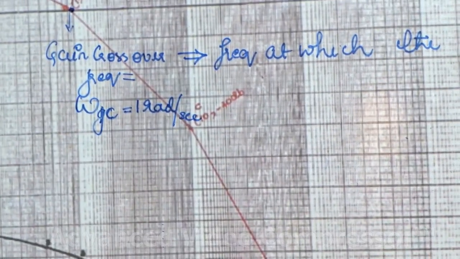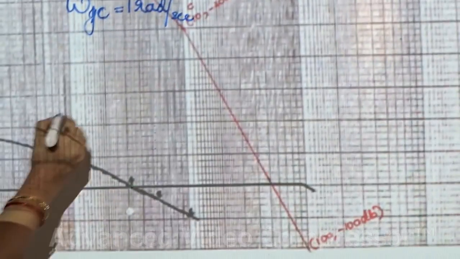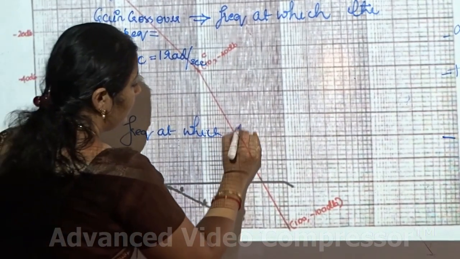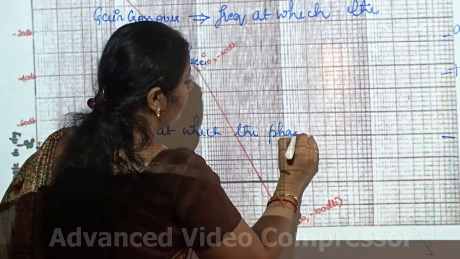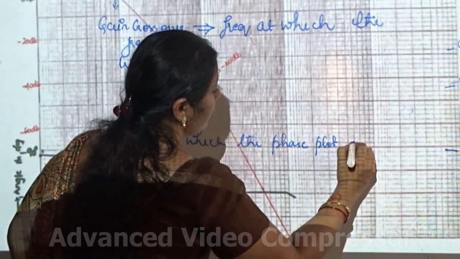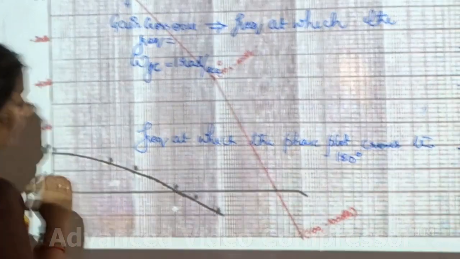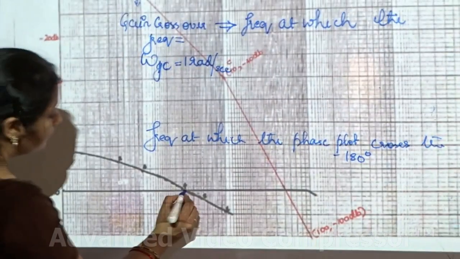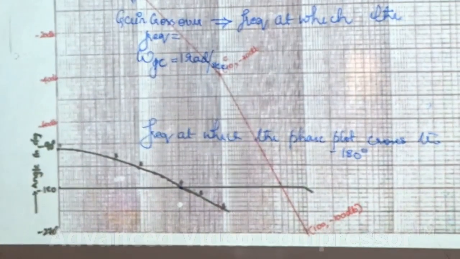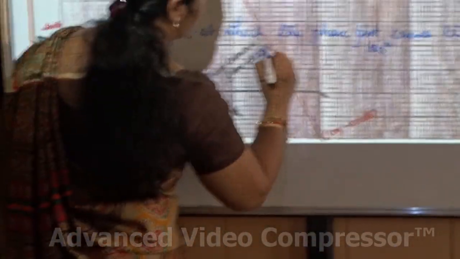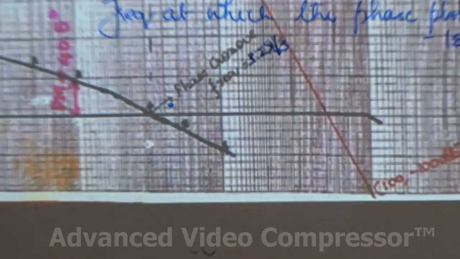Then we have the phase crossover. What is phase crossover? It is the frequency at which the phase plot crosses the minus 180 degree line. Where is it? At this point. If you calculate, you will find the frequency, which is not clear here. I've written the frequency as 3.2 radians per second. So this is 1 and this is 3.2 radians per second.